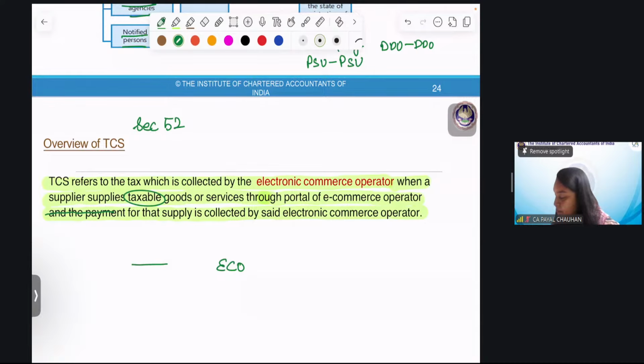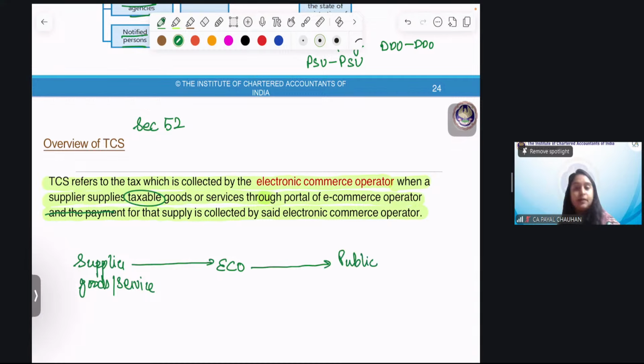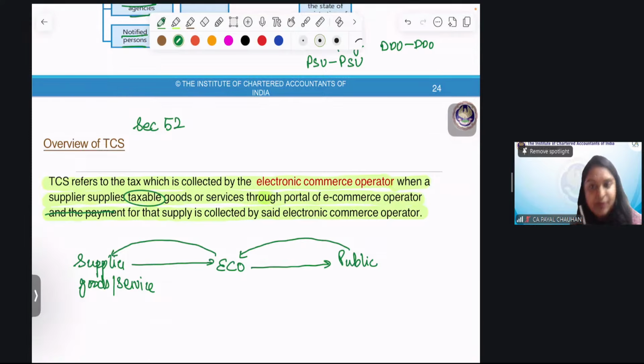Now, just imagine, I'm a supplier. I'm supplying my goods or services through ECO to the public, right? The public will pay for the goods or services which they order through the website. First of all, did you understand this? The public will pay me, I'm the ECO, and I will pay you, the suppliers. While I pay you, I will deduct TCS at the rate of 0.5% and the balance will be paid to you. Did you understand?